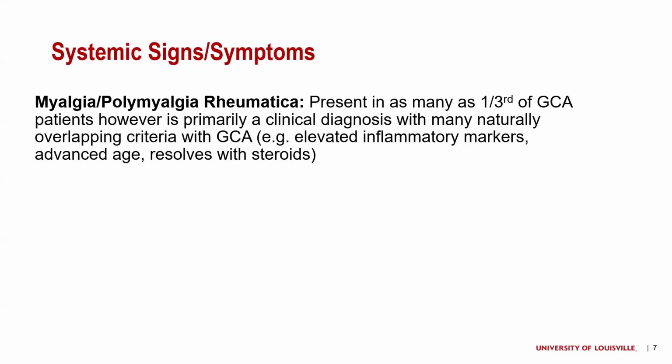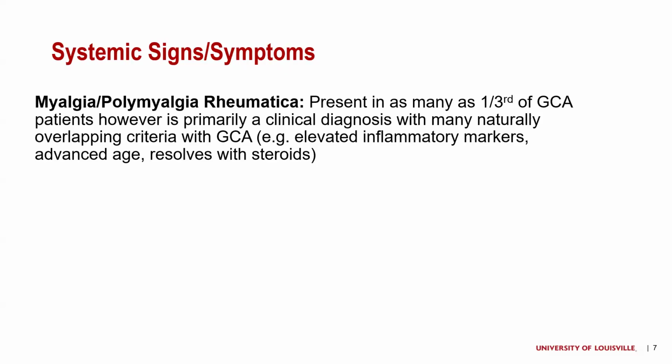And then one other systemic sign and symptom that's commonly described is myalgia, or very specifically polymyalgia rheumatica. Classically, many people quote that as many as 1/3 of patients with giant cell arteritis have polymyalgia rheumatica. However, you have to keep in mind that polymyalgia rheumatica is a clinical diagnosis. They have some clinical criteria, but it doesn't seem like any of them have been really decided on as the diagnostic criteria.